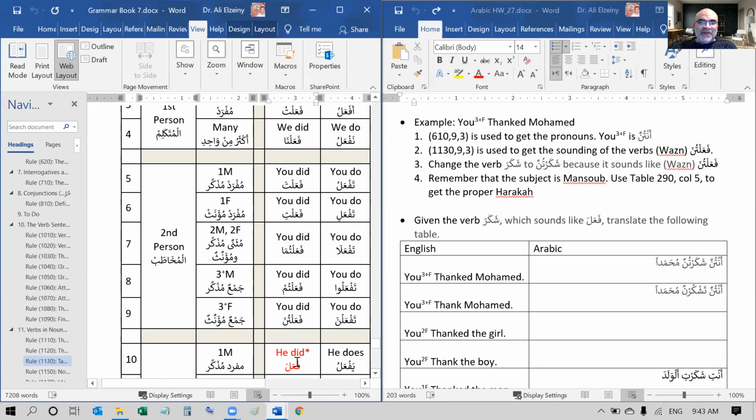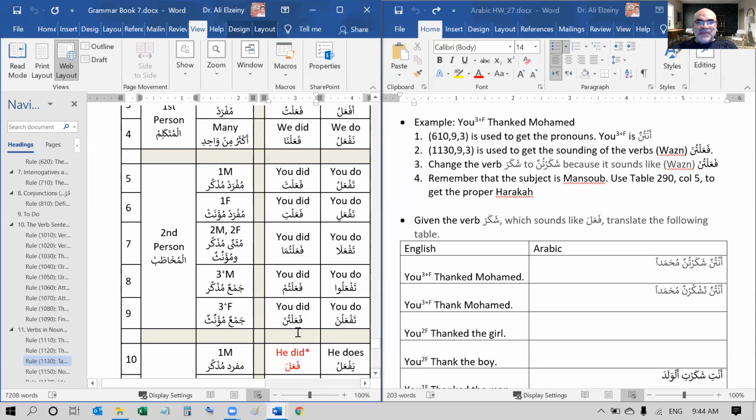فعلتن. So شكر, it sounds like فعل. I want to convert it into 3 plus female for the second person. So فعلتن. If this is فعل, this becomes فعلتن, which means if this is شكر, شكرتن. زرع, زرعتن. كتب, كتبتن. حصد, حصدتن. Okay, so this is how we convert it using the sounding.